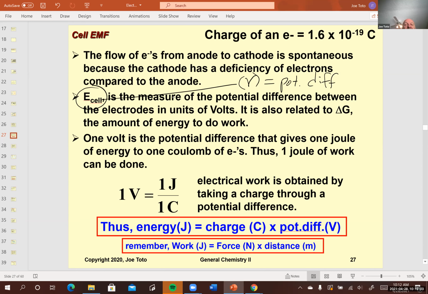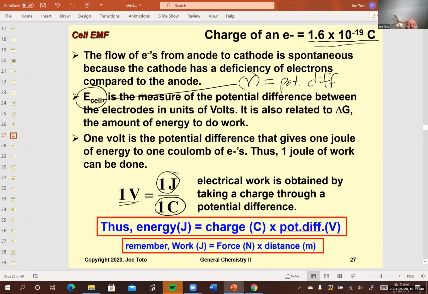And the volt is defined here in this equation as the potential difference that imparts 1 joule of energy to 1 coulomb of electrons. So you can figure out how many electrons go into 1 coulomb because you know the charge of an electron. And we'll do that later.